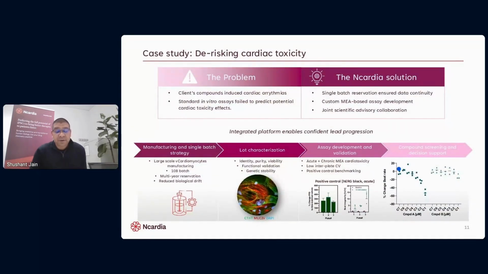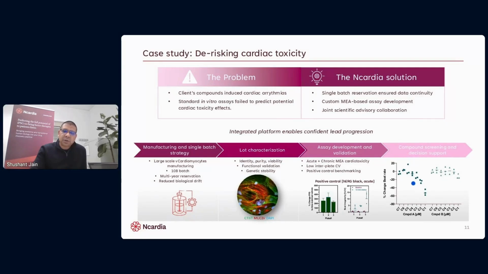So the example here, this is a cardiac safety study that we ran for close to a year, where the client compounds induced cardiac arrhythmias, and standard in vitro assays were unable to pick up this toxic effect. So in this scenario, what we did is that we qualified a lot of cardiomyocytes for a very specific assay setup for this client, in being able to pick up this compound-induced cardiotoxicity, in particular inducing these arrhythmias in this in vitro system. And then after reserving that lot, what we were able to do is support that client, as I mentioned, for close to a year, where the chemists were modifying the backbone of these molecules.